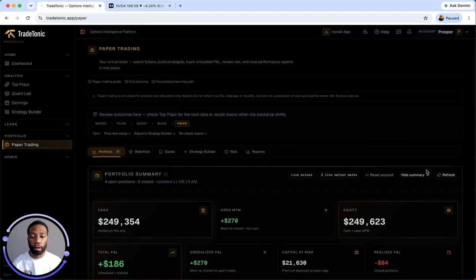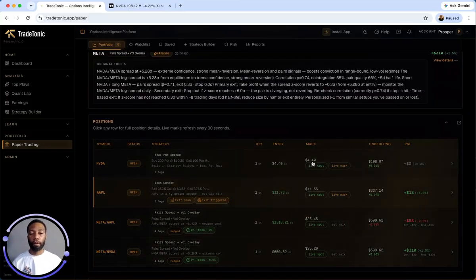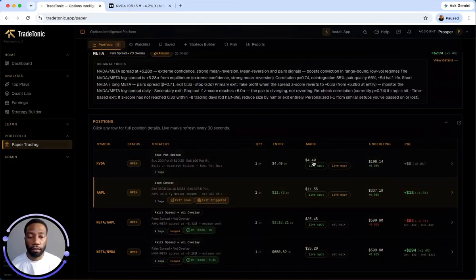And boom, we're going to see that here. So we bought it for 4.40. The market price is $4.40, and we bought one contract. So we're going to keep an eye on that and watch it.